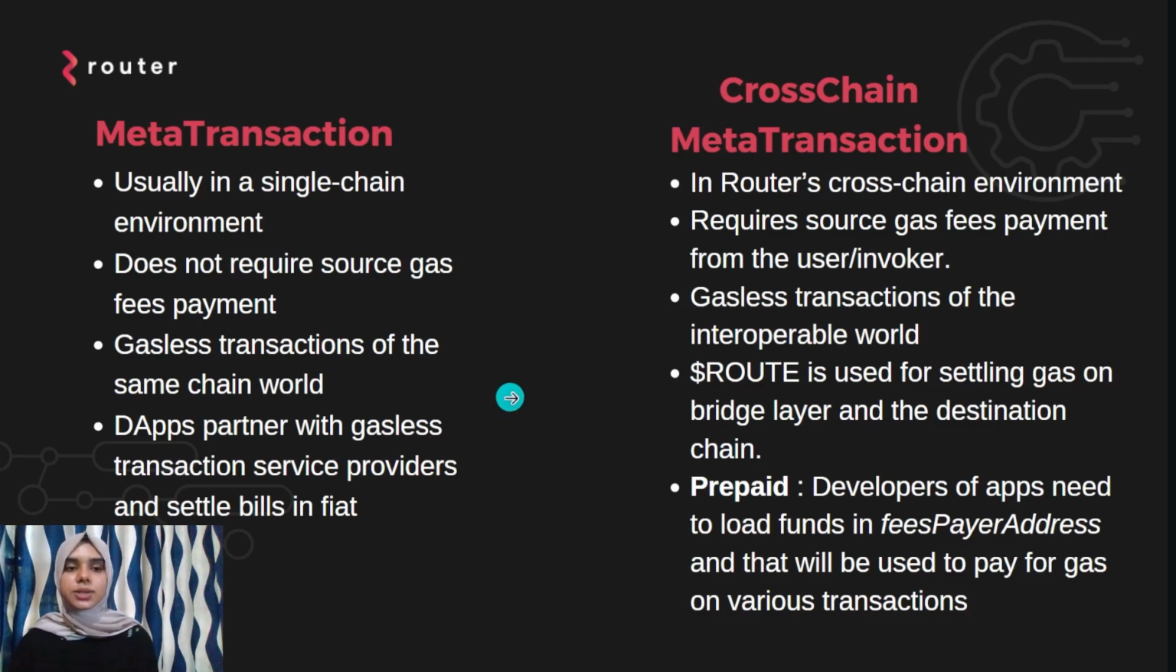In meta-transactions, decentralized applications partner with the gasless transaction service provider and settle the bill in fiat currency. In cross-chain meta-transactions, the Route token is used for settling gas on the bridge layer and the destination chain. It uses a prepaid fee pay model. That means developers of the application need to load funds in the fee pay address, and that will be used to pay for the gas on various transactions.